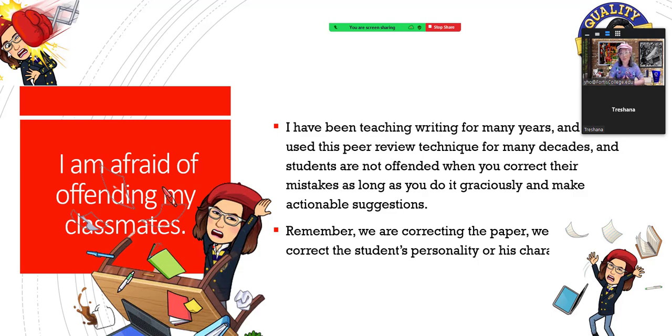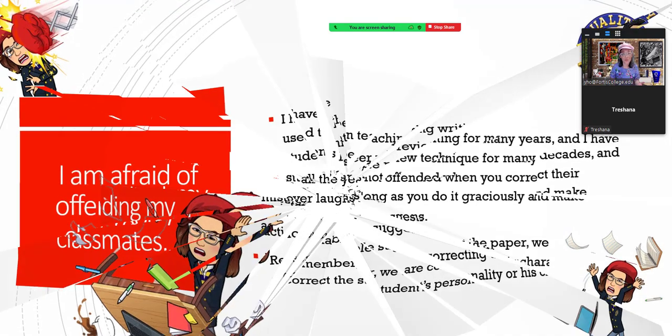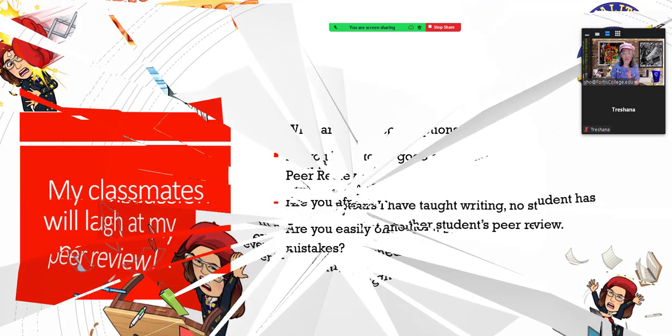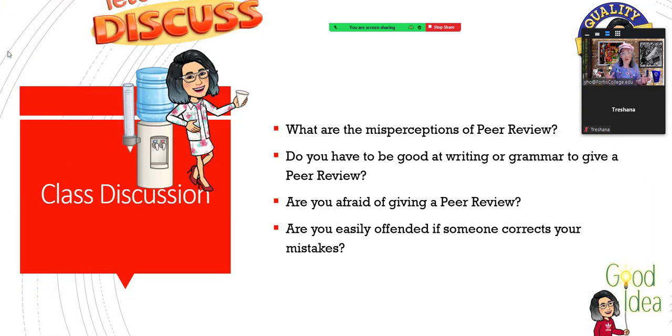So when you do have an opinion, then you back that up by telling that person areas of improvement, how they can improve, or what they can do to improve whatever it is that you see that's wrong. And so that's a good skill to have. And in all the years I've been teaching writing, no student has ever laughed at another student's peer review. It's only that everyone's just afraid of hurting everyone else's feelings.